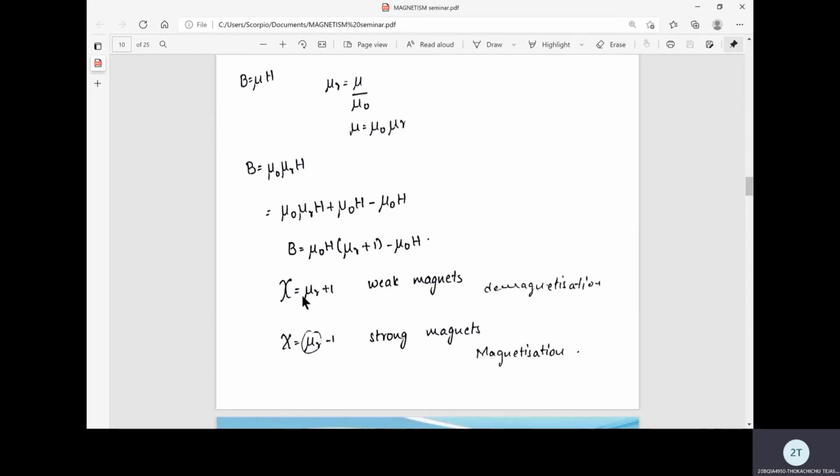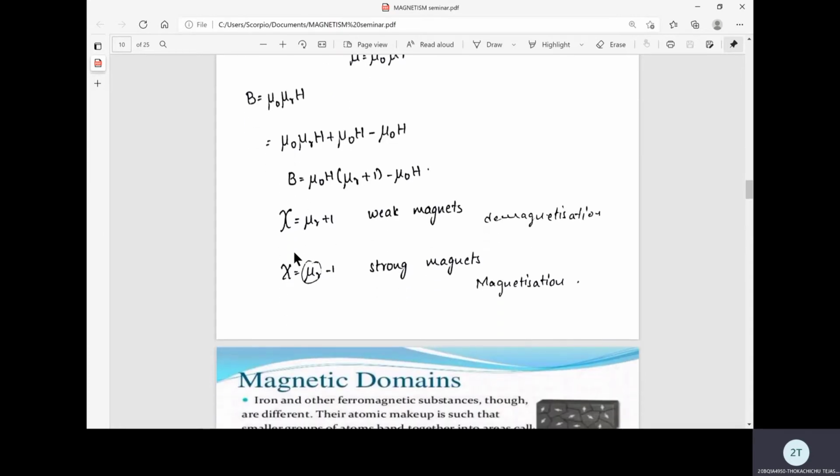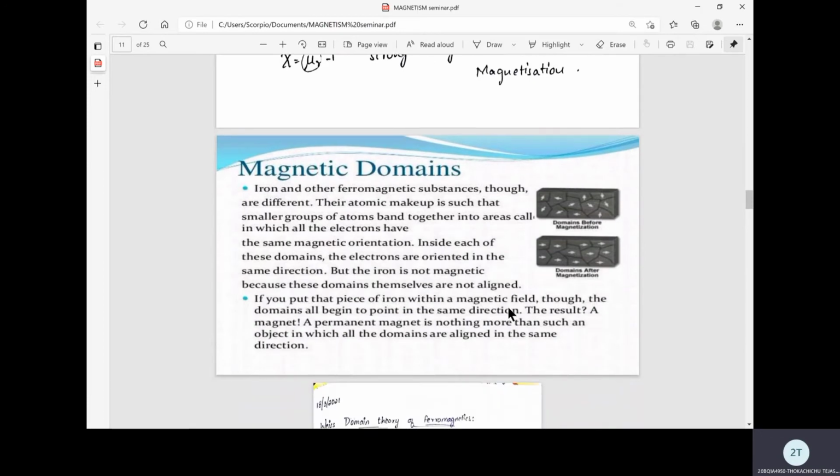And from this we can generalize this formula as susceptibility equals mu r plus 1 for weak magnets. That is, for demagnetization, the susceptibility for weak magnets is mu r plus 1, whereas for strong magnets, the susceptibility formula for magnetization is mu r minus 1. These are two important general formulas for weak magnets and strong magnets and their respective demagnetization and magnetization.